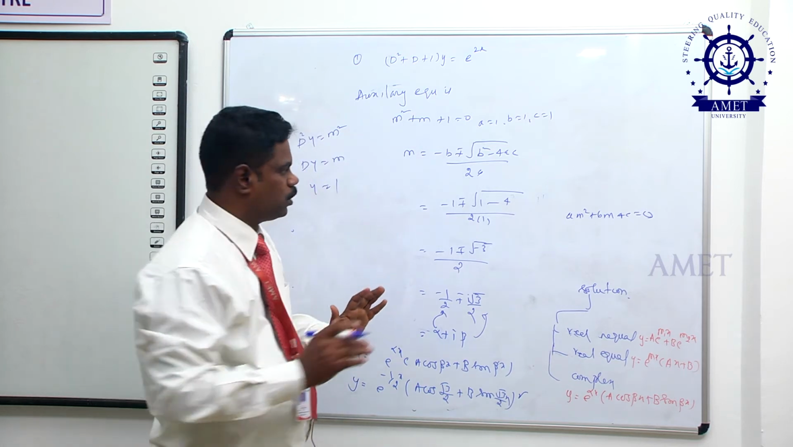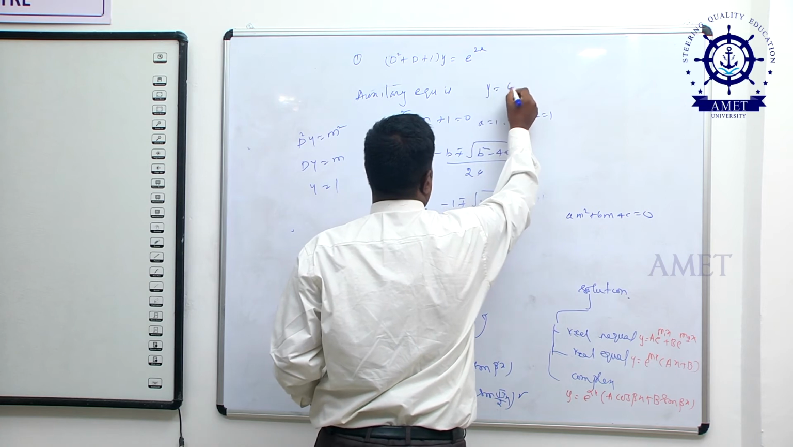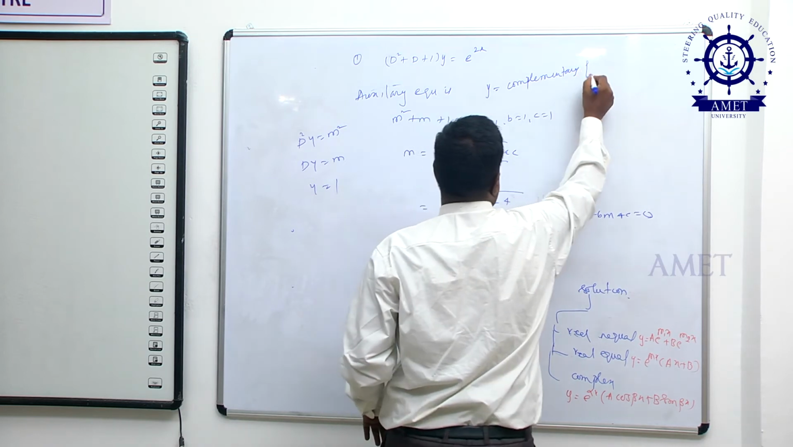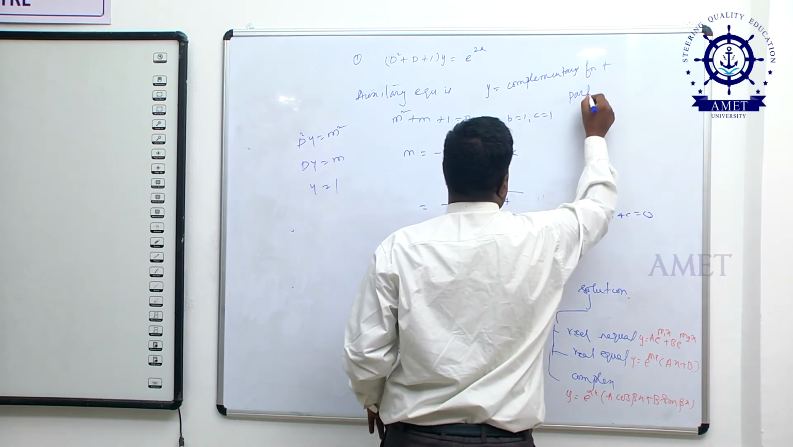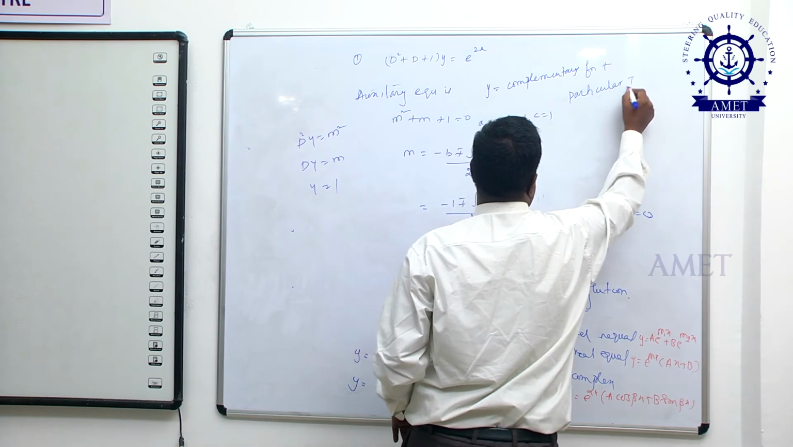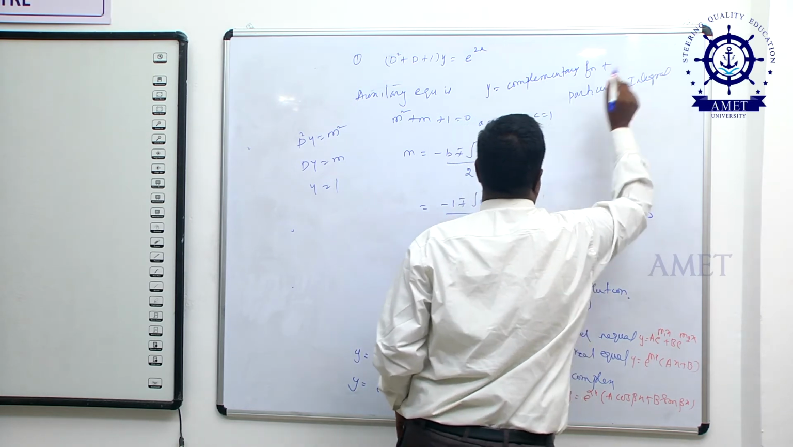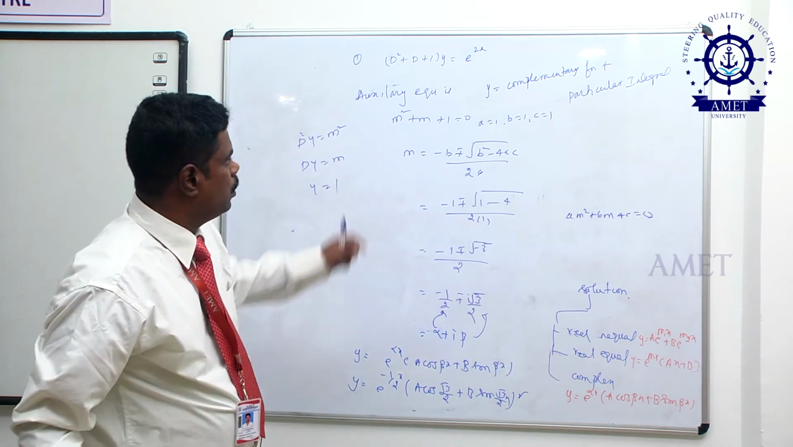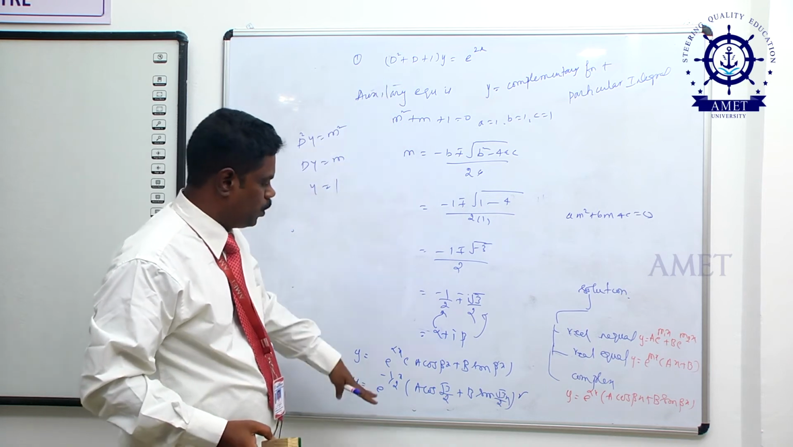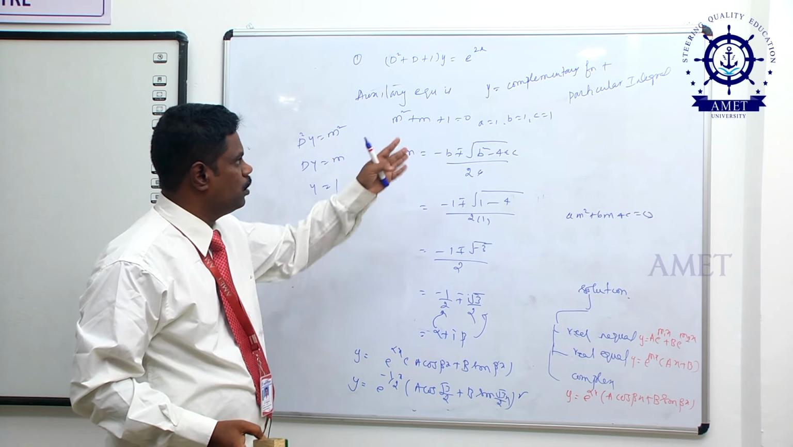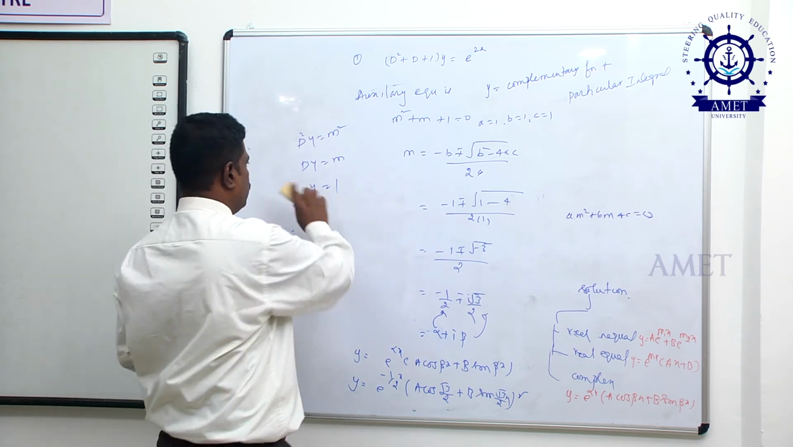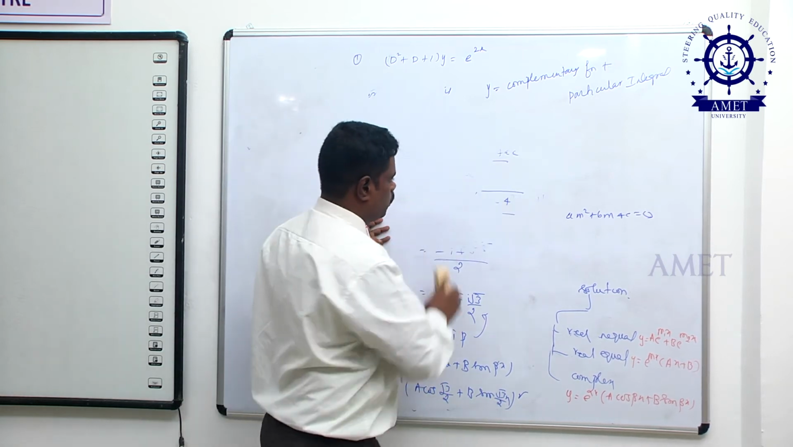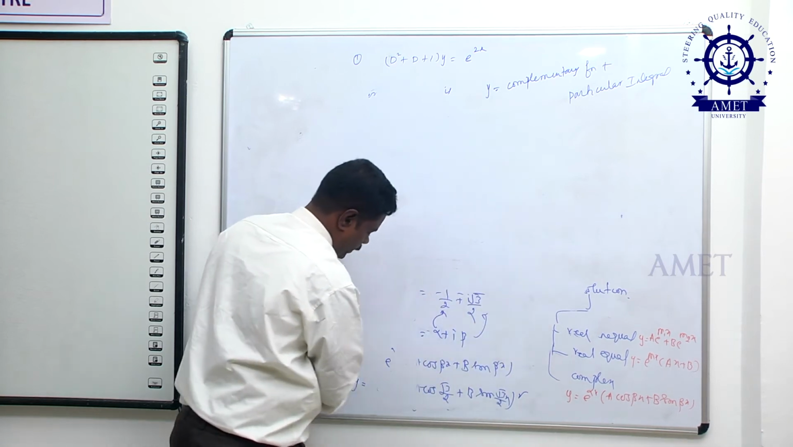So the total solution y is equal to the complementary function plus the particular integral part. Now, in the problem you are asked to find the complementary function. Next, you have to find the particular integral. Let us see how to find the particular integral or particular solution.